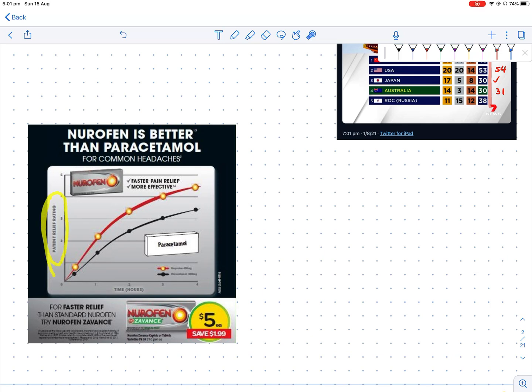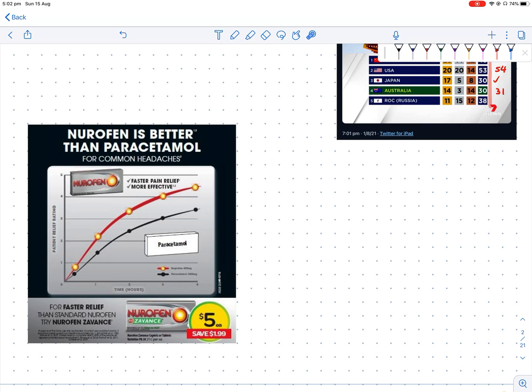On the side here, it's got patient relief rating. So I suppose it's saying, maybe it means how much it's relieved the pain, like how much your pain level has gone down after taking Nurofen compared to a paracetamol. But there's not really any information about what this graph is meant to actually mean. So I think when we're looking at these sorts of graphs, sometimes you might think, oh, this means better, but sometimes it could also mean it's going to be worse. So it's really important that you're reading carefully what's on each of the axes.